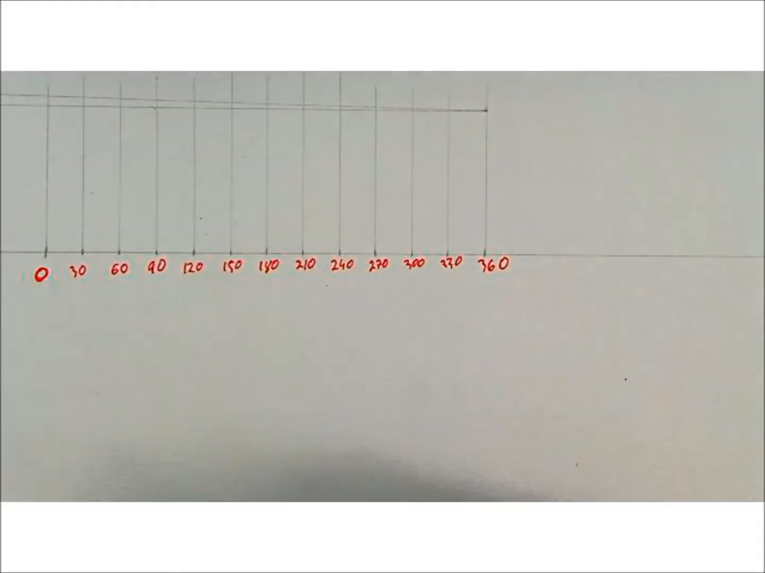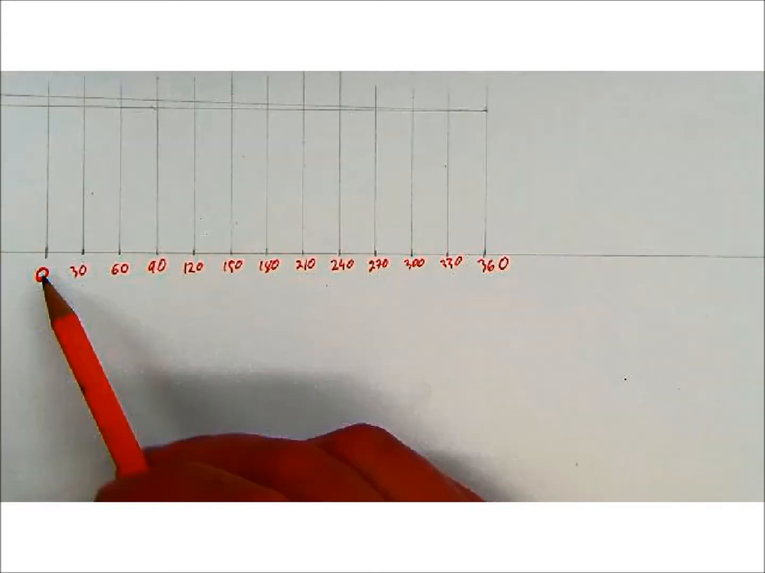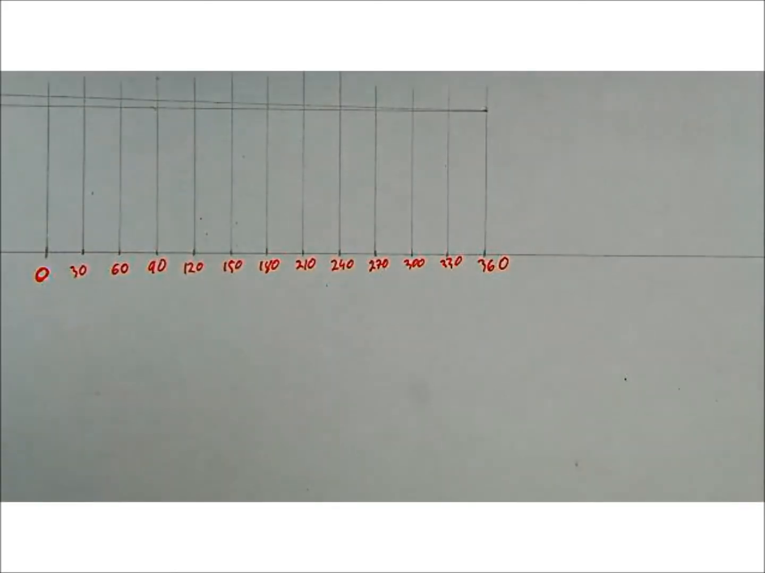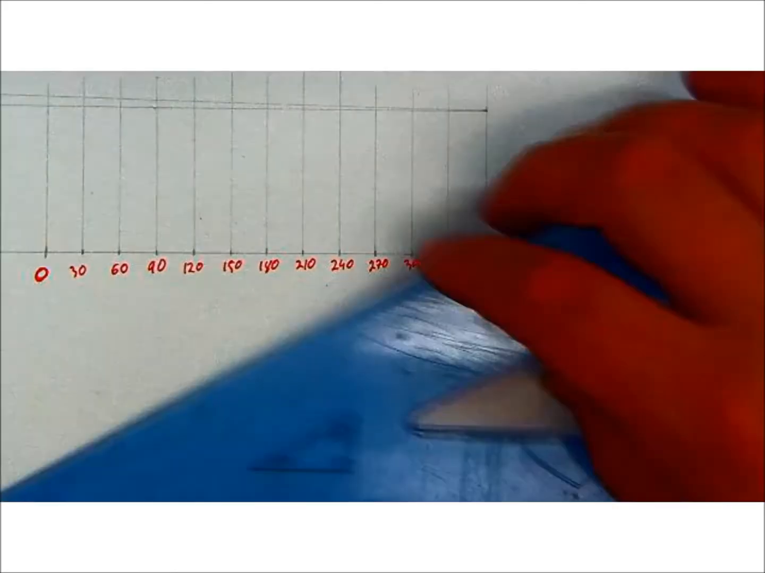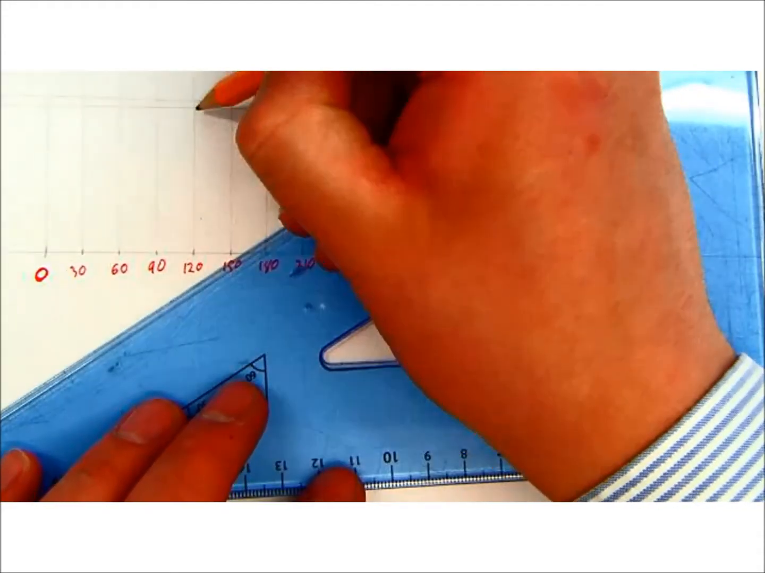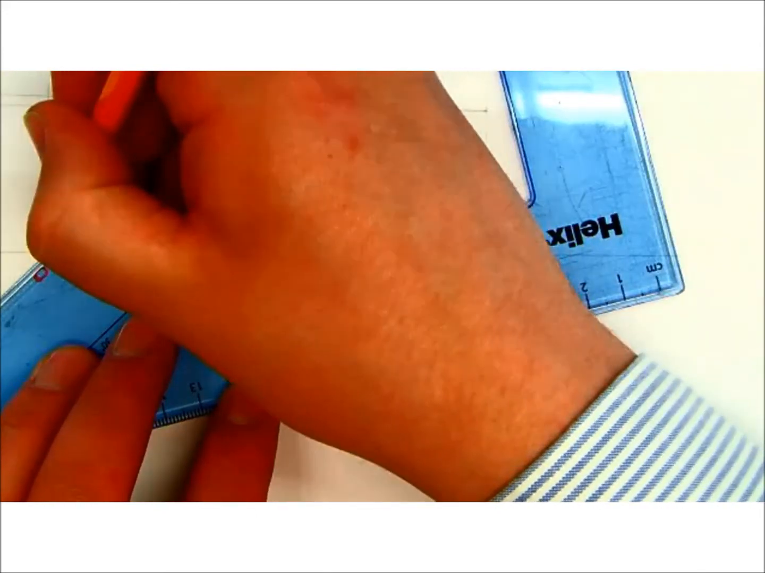Now this is our displacement diagram, and we labelled it from 0 to 360. Now let's look at the question. It went from 0 to 120 with a rise of uniform velocity. So uniform velocity is just a straight line. So from 0 to 120 it went up to the top here with uniform velocity. So that's just a straight line.